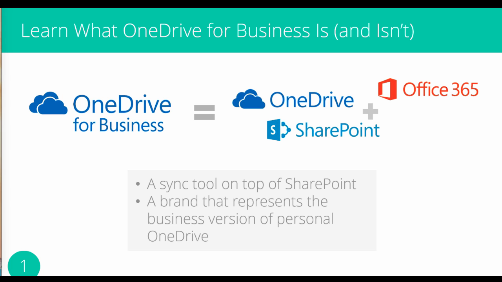So putting it all together, you can understand OneDrive for Business accurately as having two components. It's a sync tool. It's run by individual users, and it sits on top of SharePoint. It's also a brand that we can think of as representing the business version of personal OneDrive. So it has components of all of these three things kind of involved with it. We can think of them alongside each other.